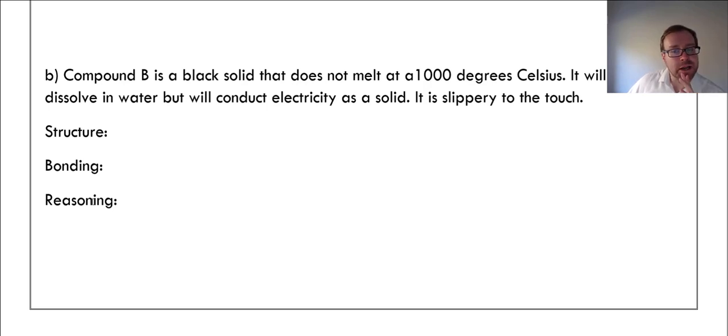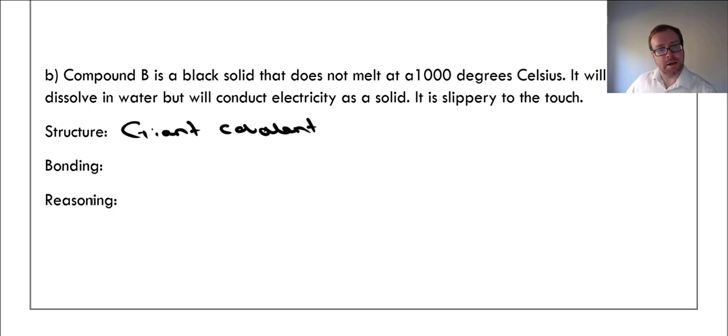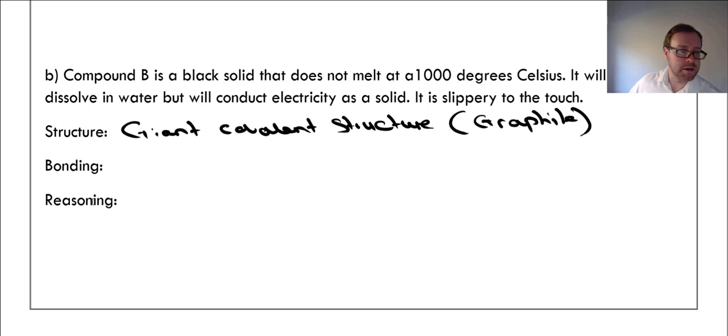It will not dissolve in water but will conduct electricity as a solid. Well, that sounds like a giant metallic. However, it is slippery to the touch. Metals aren't slippery to the touch. So this is a bit of a curveball one. I'm going to say that this is a giant covalent structure. And you may be thinking, wow, how can it conduct electricity as a solid? And that's because it's a specific substance and it's graphite.